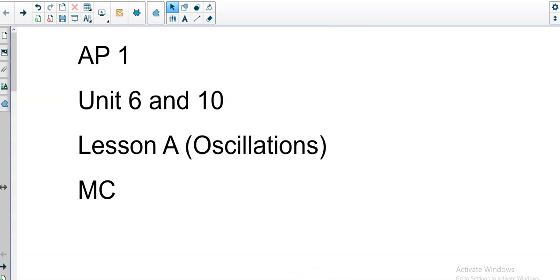All right, so we've got AP 1, Unit 6 and 10. I'm going to combine those. Lesson A, which is just on Unit 6, Oscillations, Multiple Choice.